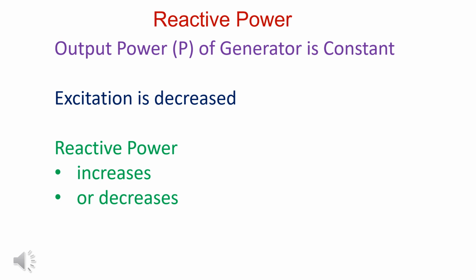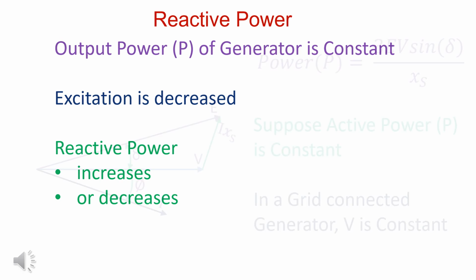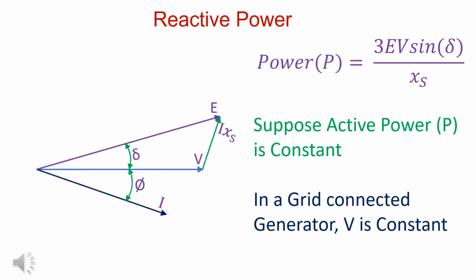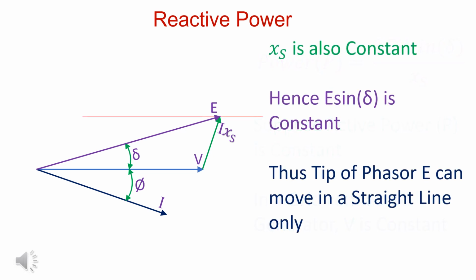Output power P of a generator is constant and excitation is decreased. Does reactive power increase or decrease? Power P is equal to 3 EV sin delta by XS. Active power P is constant. In a grid connected generator, V is constant. XS is also constant. Hence, E sin delta is constant. Thus, the tip of phasor E can move in a straight line only.